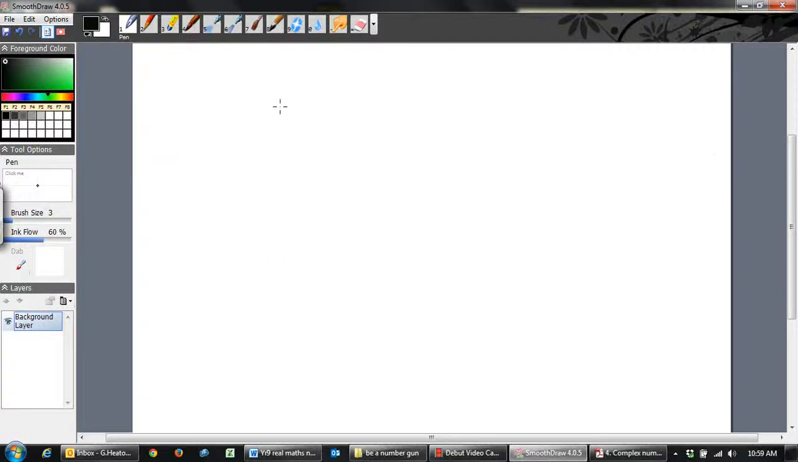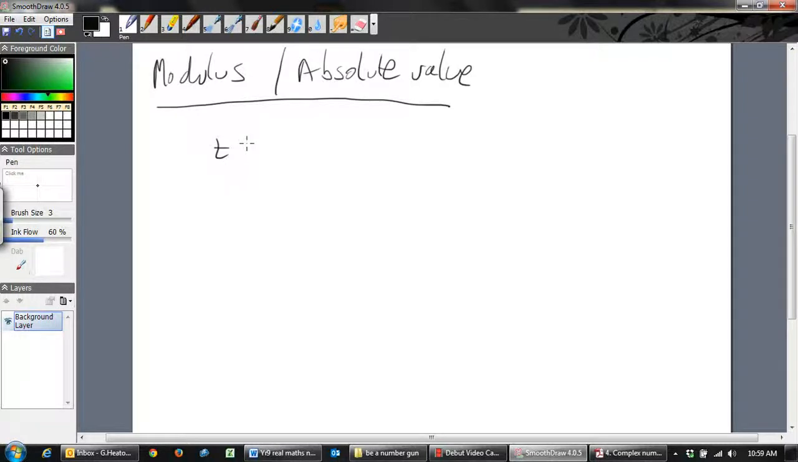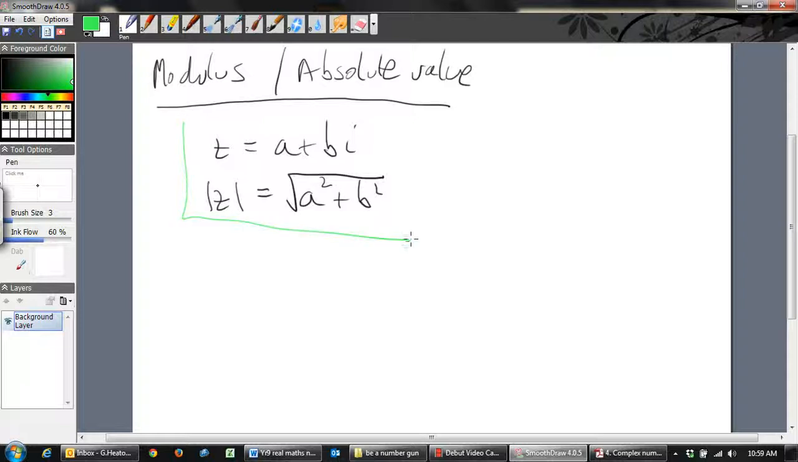Oh yeah, that's the last thing I wanted to do. I just wanted to talk about what the modulus of a complex number is. It's also called the absolute value of z. And quite simple, if z is equal to a plus bi, then your absolute value, written like this, or your modulus, is just equal to the square root of a squared plus b squared. Okay, so that's our formula there. If you've got z equal to a plus bi, the modulus is simply using Pythagoras, a squared plus b squared, the square root of that.